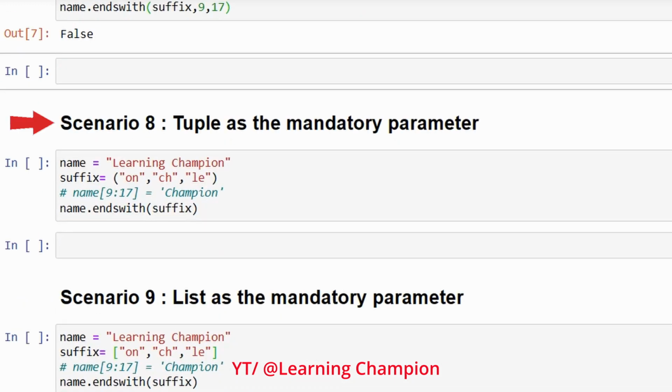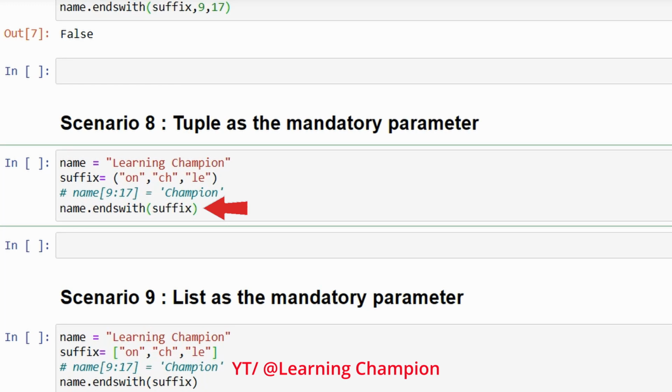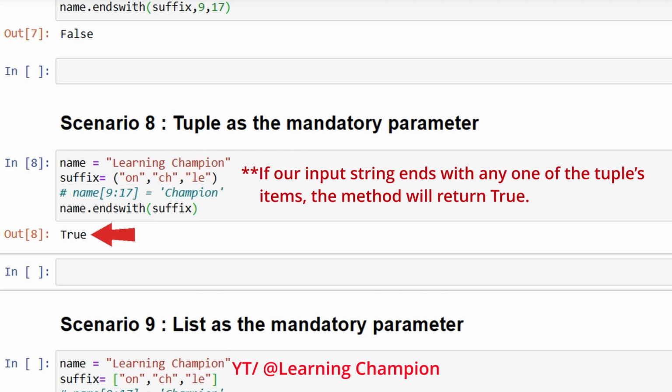For scenario 8, let's try to pass a tuple as the parameter and see what happens. We have a tuple with 3 items and let's pass it as the suffix in the endswith method. When we call the method on our input string, the output is true. As already mentioned, if our input string ends with any one of the tuple's items, the method will return true.